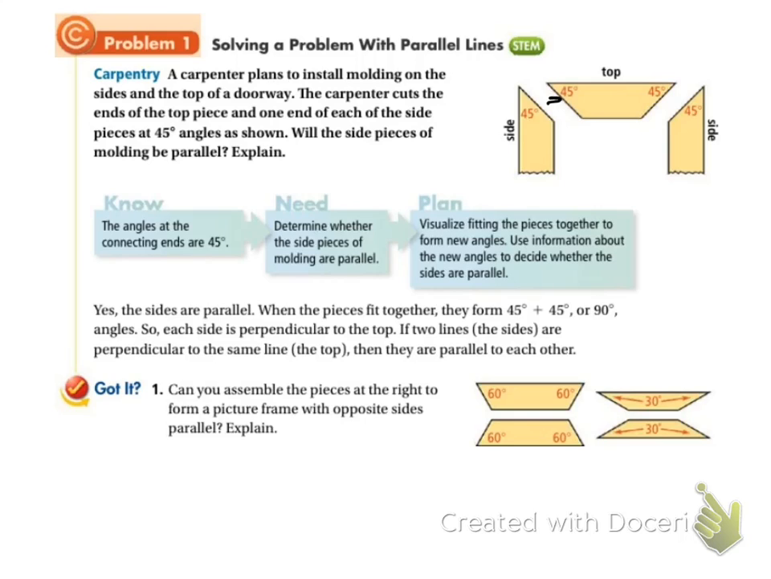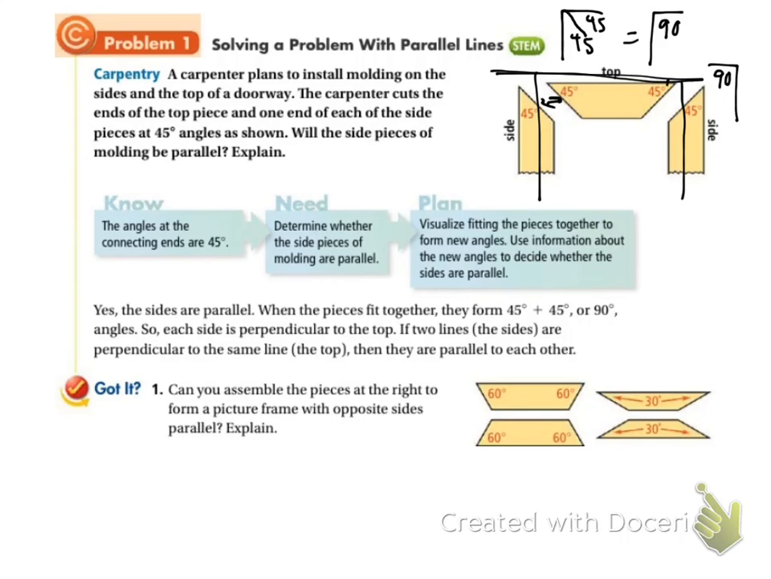And if you picture squishing these guys together so they make a corner, I have 45 and 45 degrees coming together, which means this whole thing is 90. And same on this side, this will also be 90. 90 degrees means that they are perpendicular. So I have two lines, these two guys are perpendicular to this one. And we have a theorem that says if two lines are perpendicular to the same line, then they are parallel.